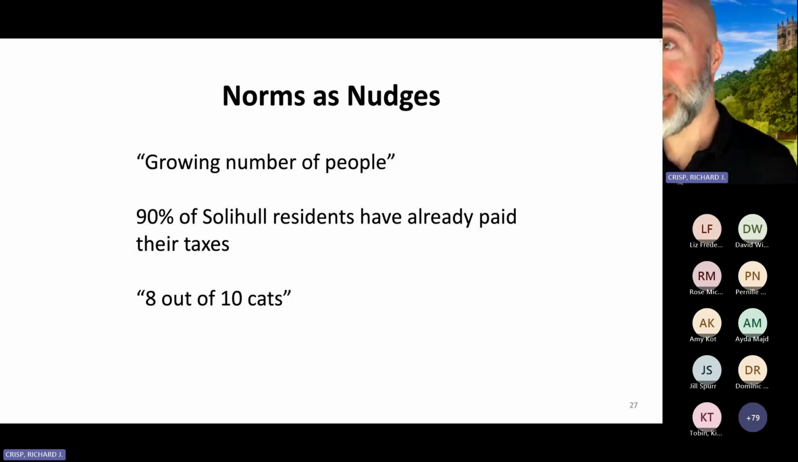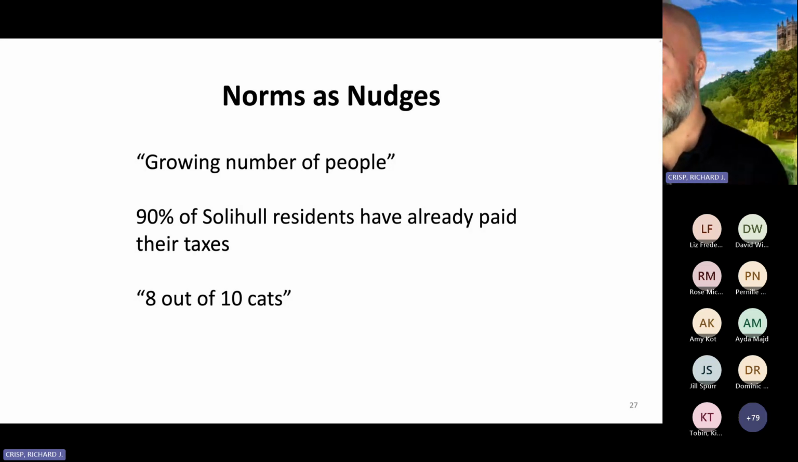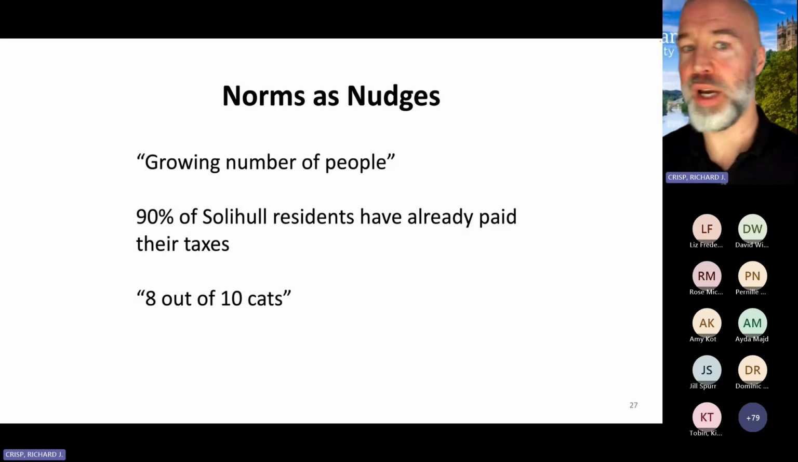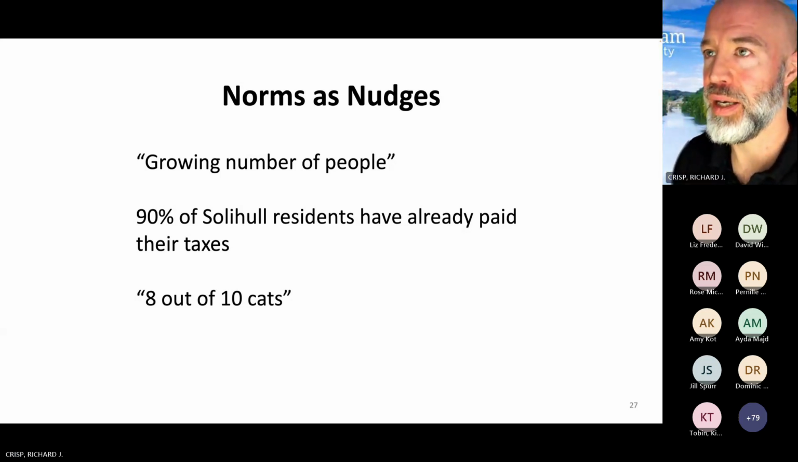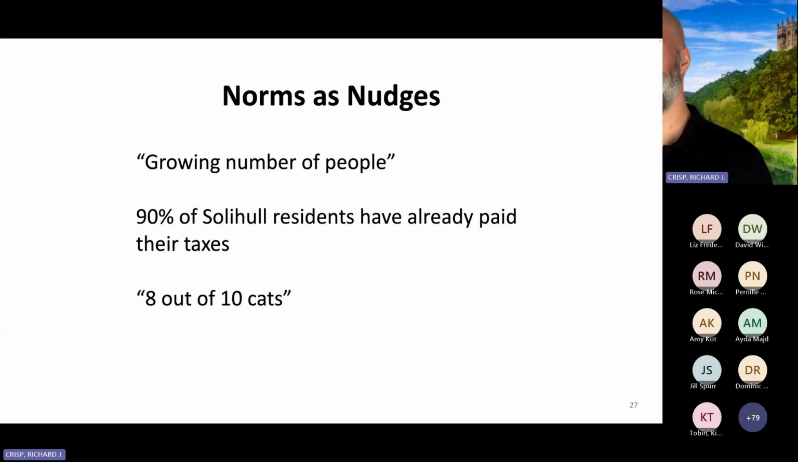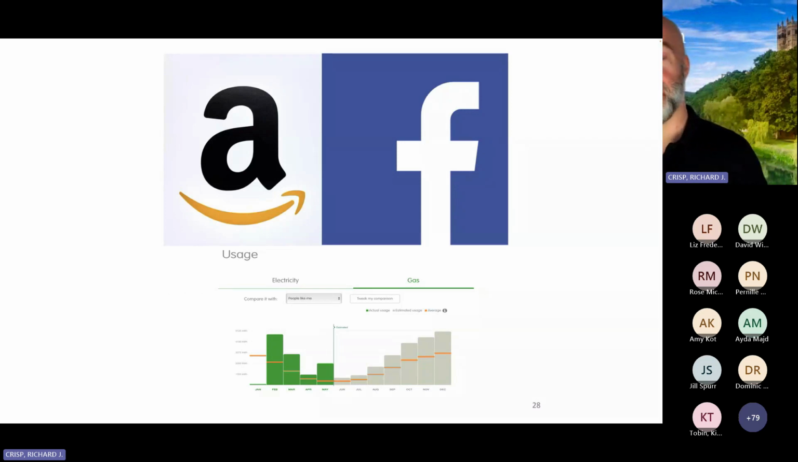This is really powerful. 8 out of 10 cats prefer Whiskas, for anyone who's old enough like me to remember that. 8 out of 10 cats. The majority of cats do it. So that means you haven't got to think about it, right? If that many cats like Whiskas, my cat's probably going to like it as well. In the same way, we live in a democracy. We are attuned to the majority being something that, okay, that's probably the right thing to do.